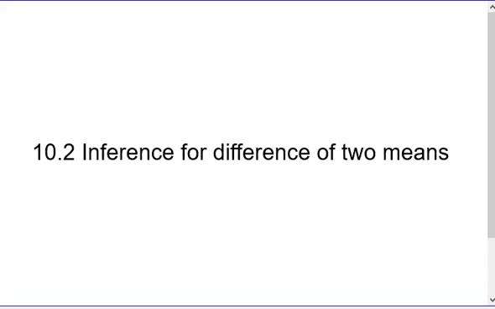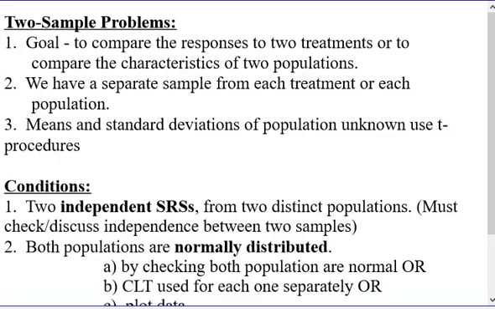Okay, today we're going to talk about inference for the difference of two means. This is different than what we did last time when we did the mean of differences, which is matched pairs. This is where we're going to have two separate samples from two distinct populations, so it'll be a difference of the means. Up above, we have two sample problems.